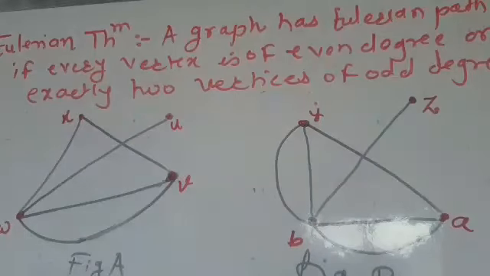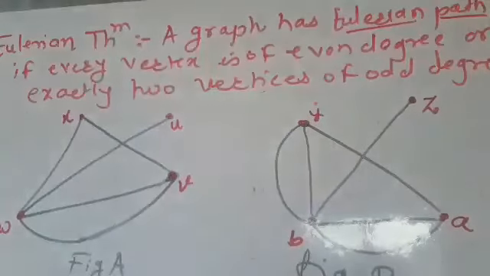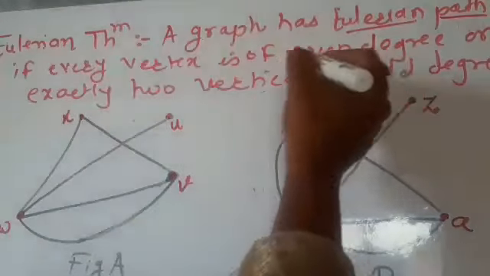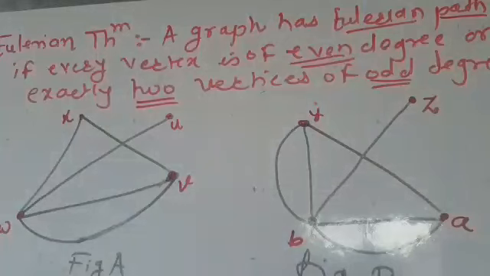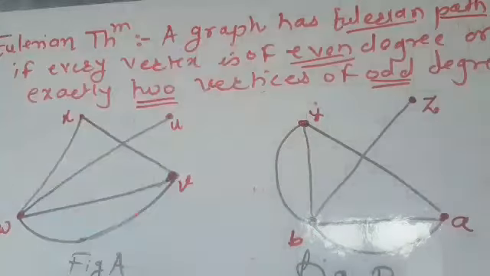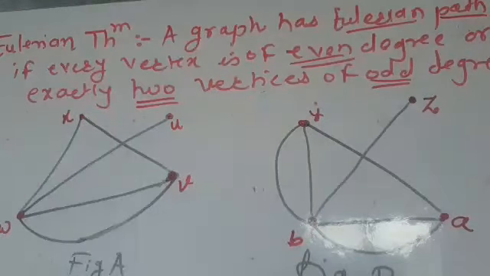What is the Eulerian theorem? In any graph, there exists an Eulerian path if every vertex is of even degree or exactly 2 vertices are of odd degree. First, let us see what is meant by an Eulerian path. An Eulerian path is a path in which we start from any point and cover all the lines, and that covering of all lines cannot be retraced.